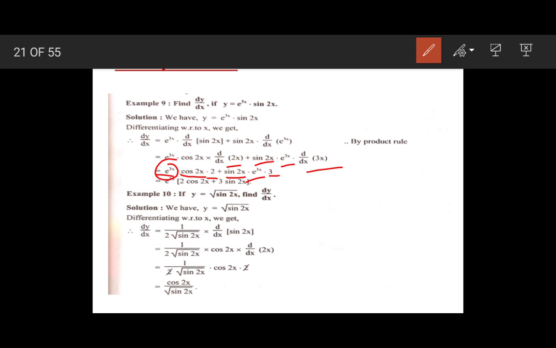Now take e raised to 3x common, then what I am getting? I am getting 2 cos 2x plus 3 sin 2x. This is the final answer.